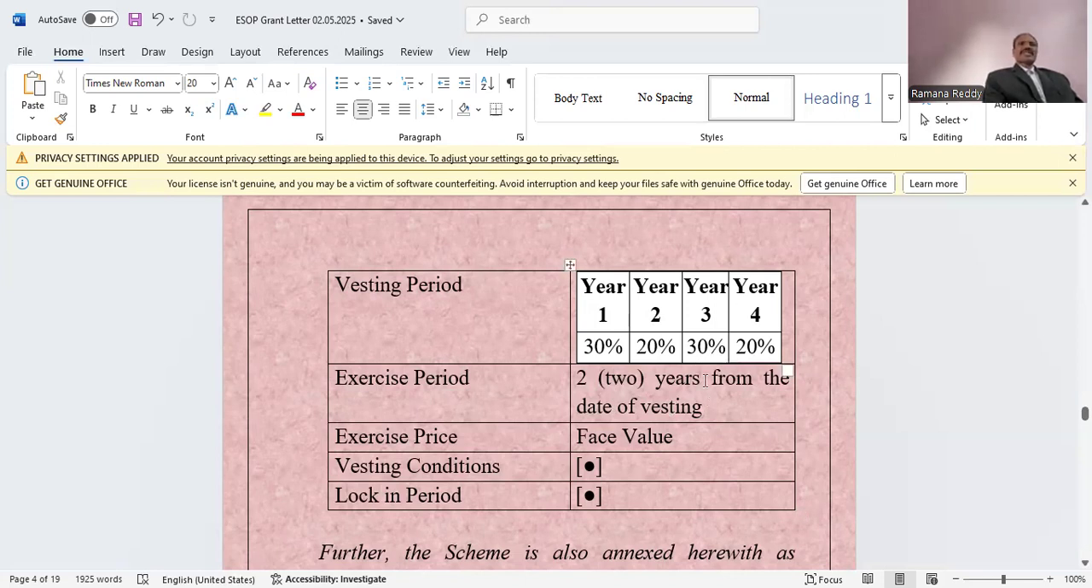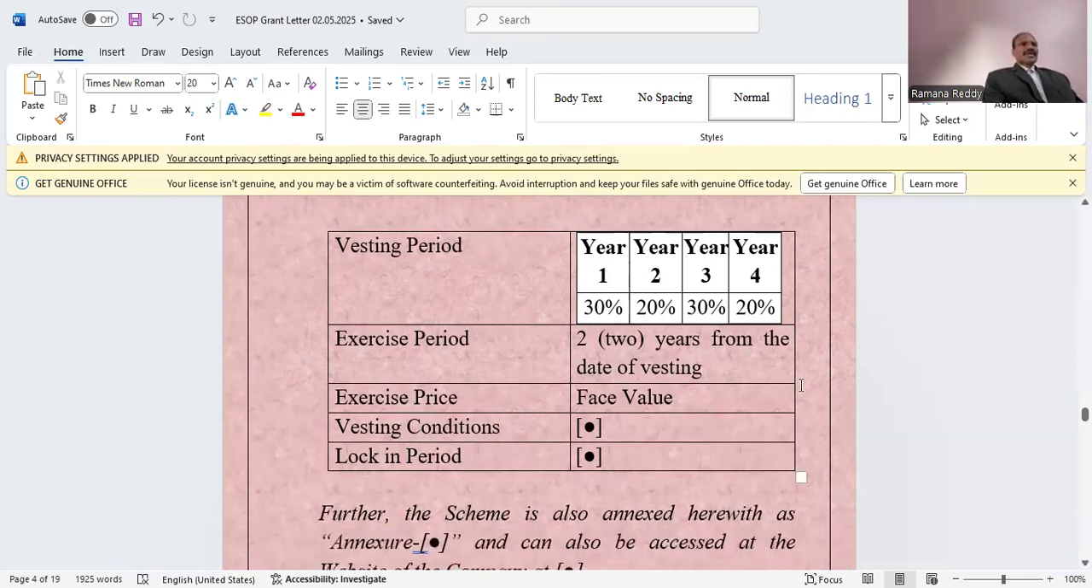From the date of vesting, he will get 2 years time. Then the dates will also be given clearly in the grant letter. So this will give a clear idea to the employee, as we will give all the dates in the offer letter itself. Exercise price, if it is face value, will write face value of 10 rupees.